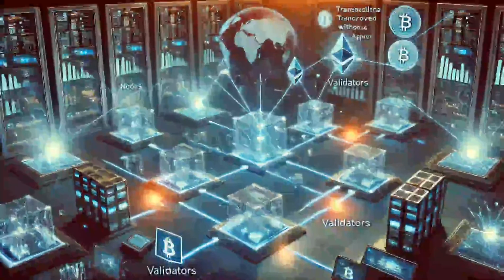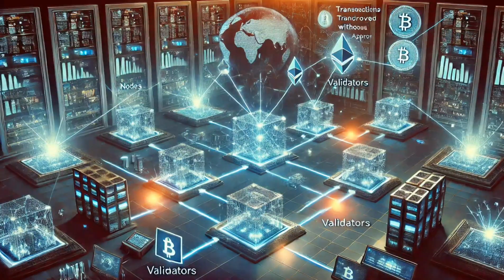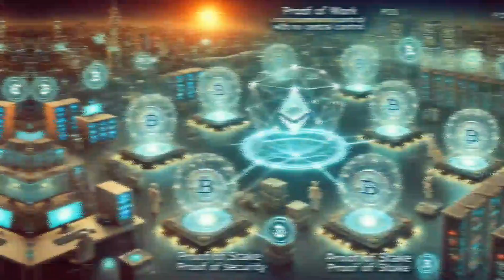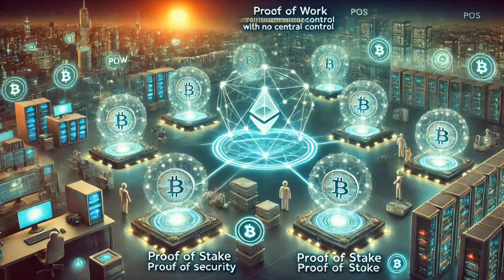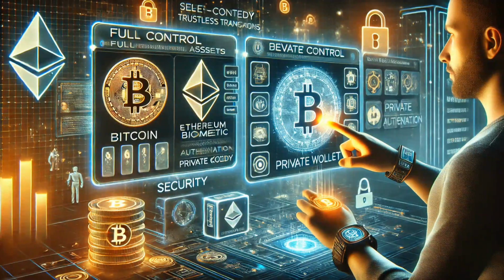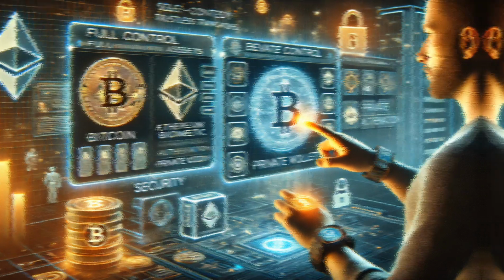How decentralized systems work. 1. Transactions are verified by a distributed network, miners or validators. 2. No single entity controls the network. Instead, blockchain consensus mechanisms, proof of work or proof of stake, ensure security. 3. Users have full control over their assets through private wallets.